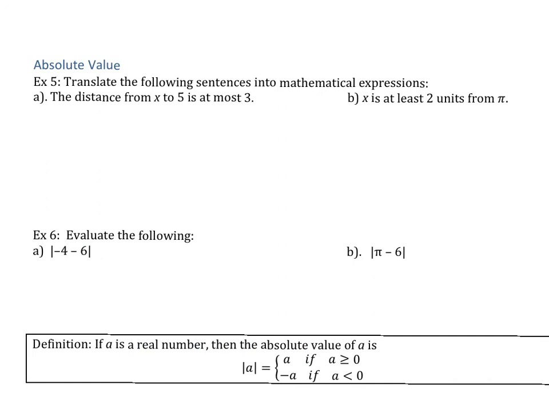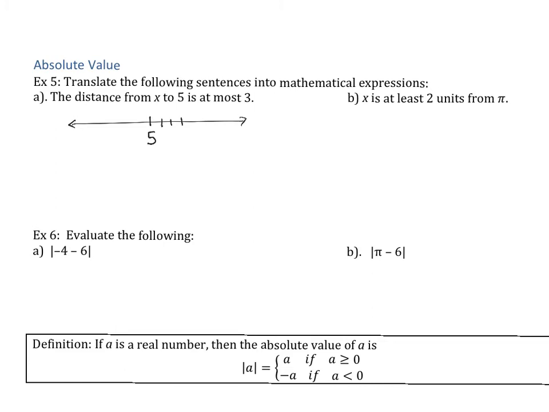Okay, moving on to absolute value. Let's translate this sentence. The distance from x to 5 is at most 3. Wow. Okay, if it's hard to think about, it is often useful to come up with either an example or a picture. So the distance from x to 5, so I'm just going to say here's 5. The distance is at most 3. 1, 2, 3.